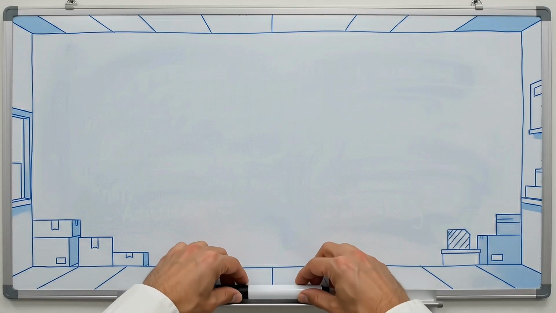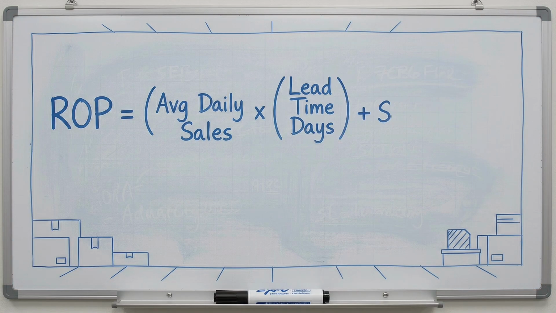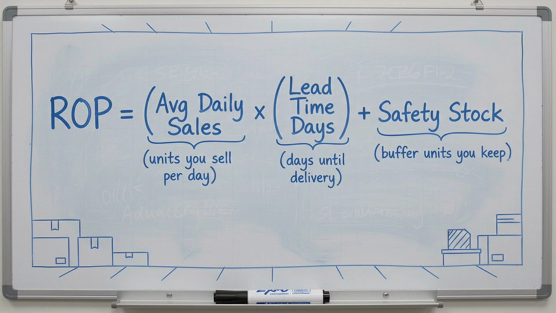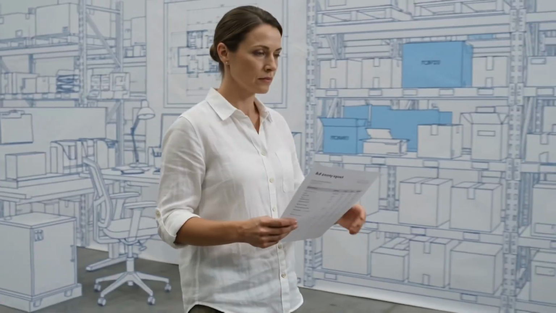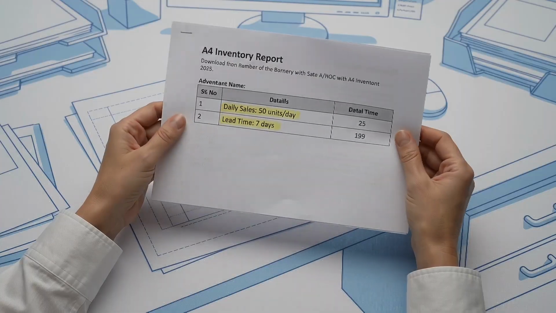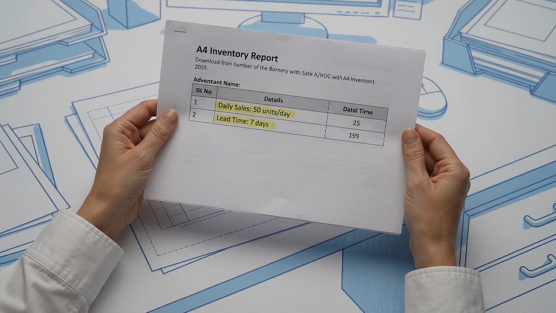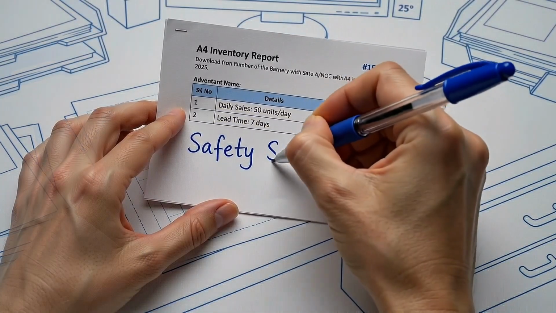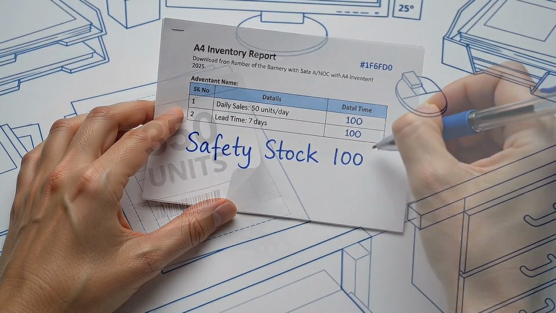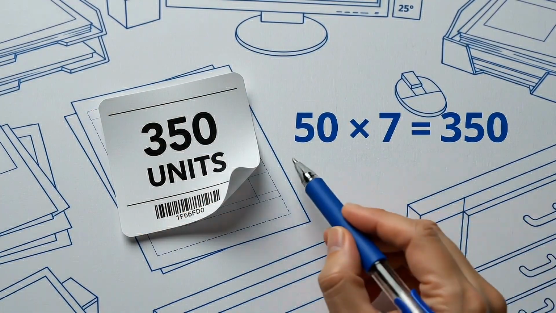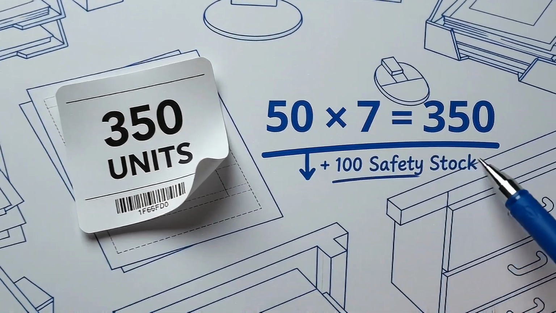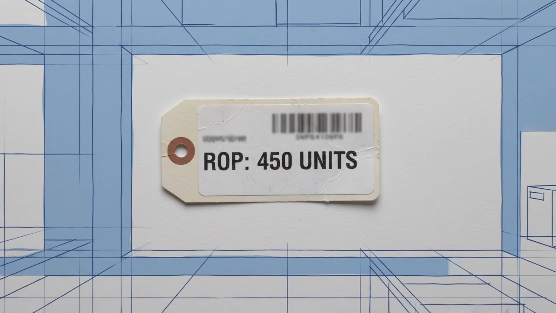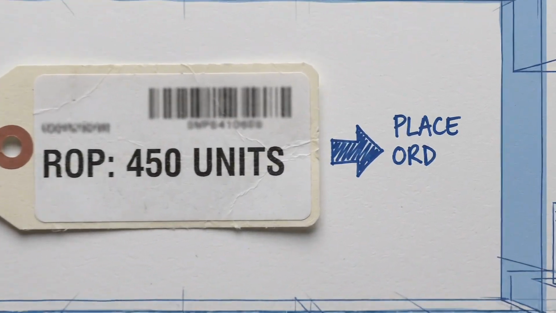Here is the formula you need. Reorder point equals your average daily sales multiplied by your average lead time in days plus your safety stock. Let me walk you through a real example. Your warehouse moves 50 units per day on a particular SKU. Your supplier's lead time is 7 days. You hold 100 units as safety stock. 50 times 7 is 350, plus 100 safety stock gives you a reorder point of 450 units. The moment your inventory hits 450, you place the order.